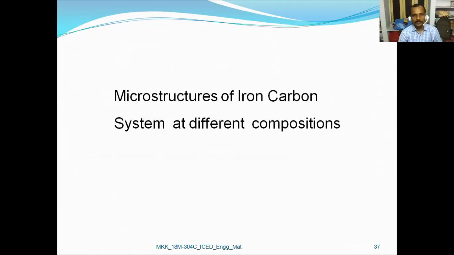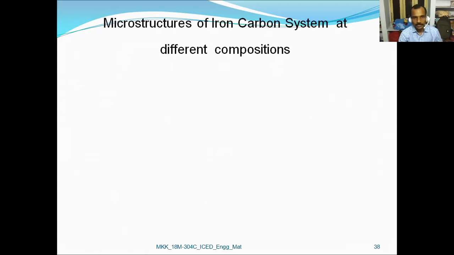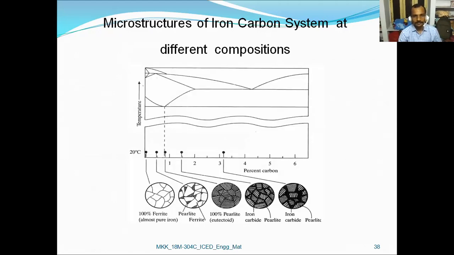Now let us have a look at the microstructures of the iron carbon system at different compositions. So let us have a look. These are the compositions and this is the temperature. Initially, here at 20 degrees centigrade, we have 100% ferrite, almost pure iron. This is the structure of the purest form of iron. We can call it almost pure iron, not exact iron, but 100% ferrite.